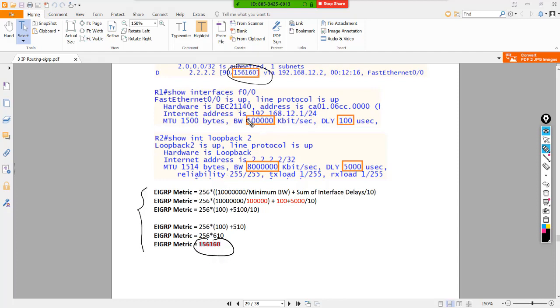So you need to know the bandwidth and you need to know the delay. If you see the two bandwidths, which bandwidth are you going to consider? The lowest one is going to be considered. That's why you only consider the lowest bandwidth. From the point of delay, you are going to add both of them. Then this is the formula to get the metric, and you get 156160.